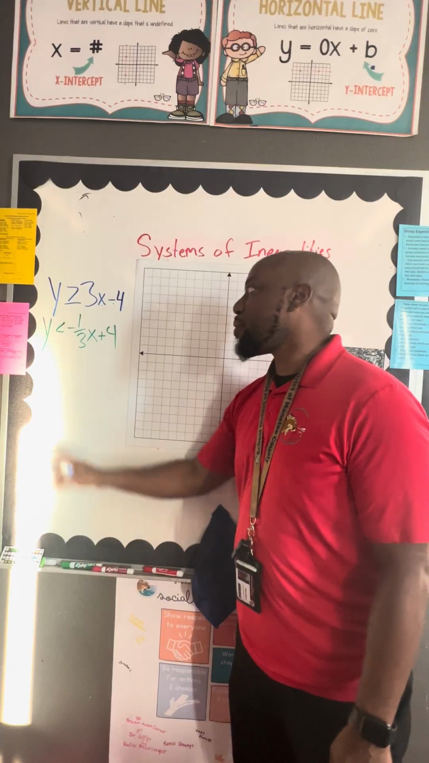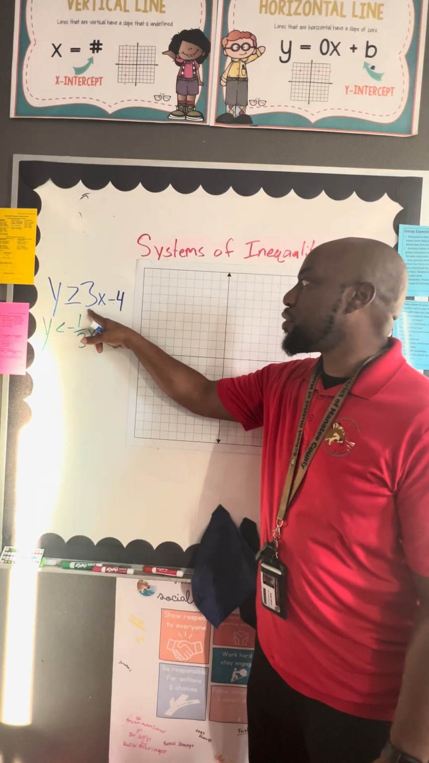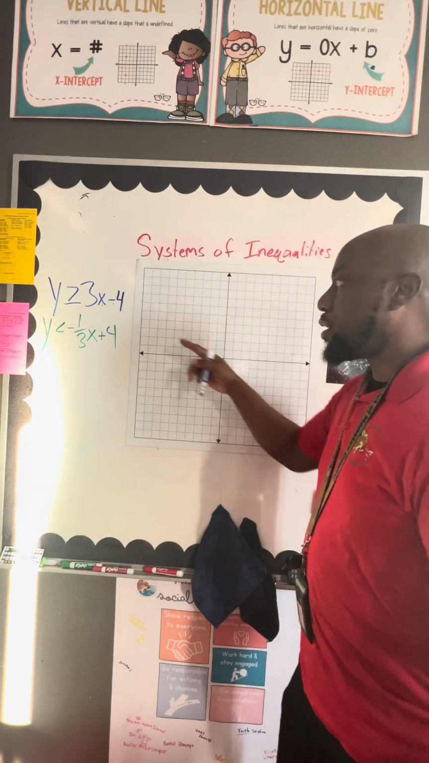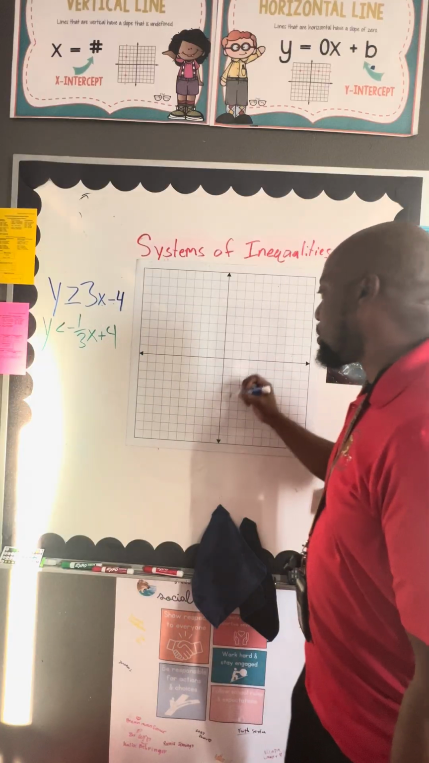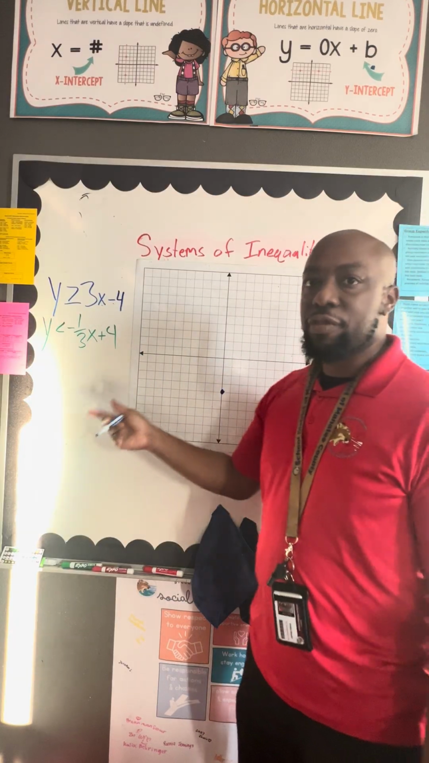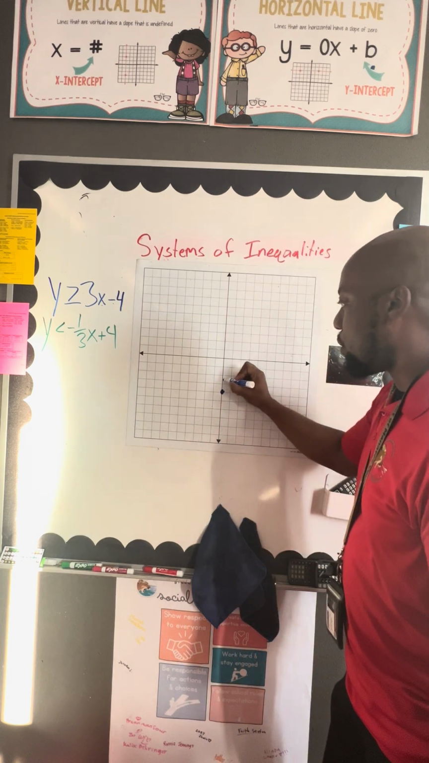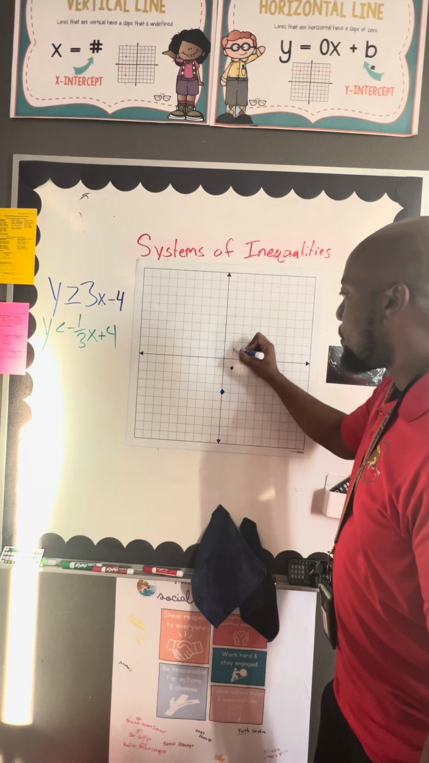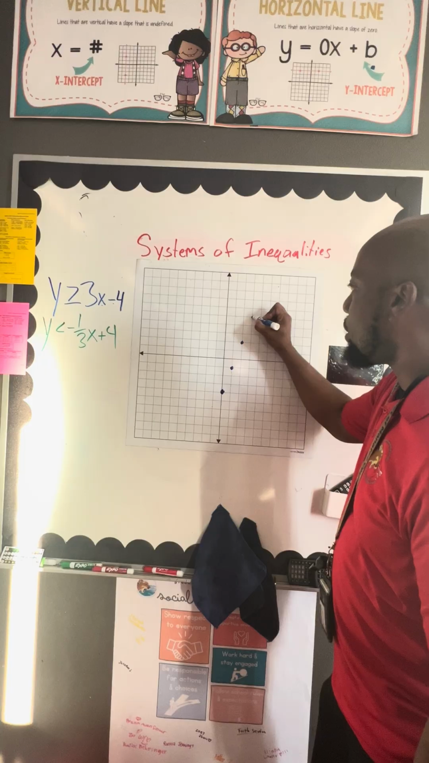So we know if I'm graphing y is greater than or equal to 3x minus 4, this is slope-intercept form, so I'm going to graph the y-intercept, which is negative 4. The slope of 3 is 3 over 1, up 3 over 1. So we'll go up 3 over 1, up 3 over 1, up 3 over 1.